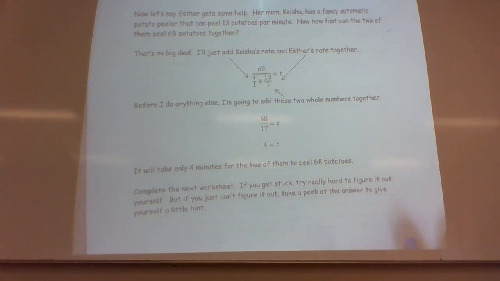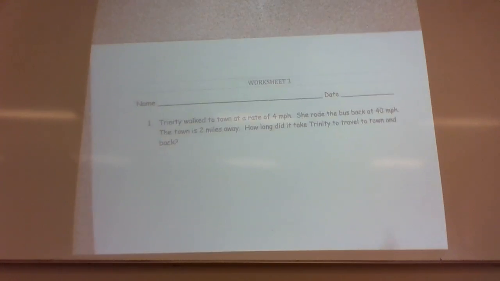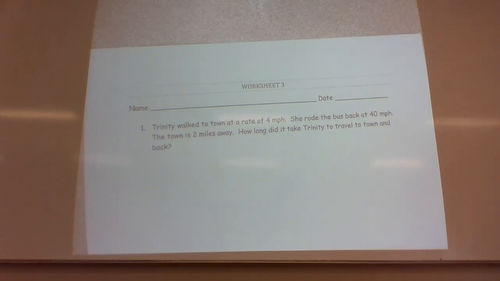Alright, going to the top of page 30. Trinity walked to town at a rate of 4 miles per hour. She rode the bus back at 40 miles per hour. The town is 2 miles away. How long did it take Trinity to travel to town and back?